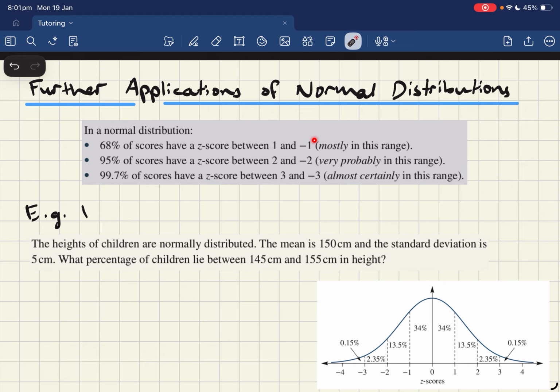So 95% of our scores, we know, are between 2 and -2. So we could say that any random person we select will very probably be in this range, right? It's safe to say 95%, that's quite a high percentage. It's very probable that we would find someone in this range. 99.7% of scores have a Z-score between 3 and -3. So it's almost certain that if we pick a random person, they will be in this range. Obviously it's not certain because it's not 100%, but 0.3% of our people are on the outskirts, either less than -3 or above +3.